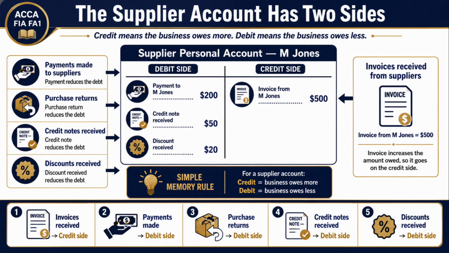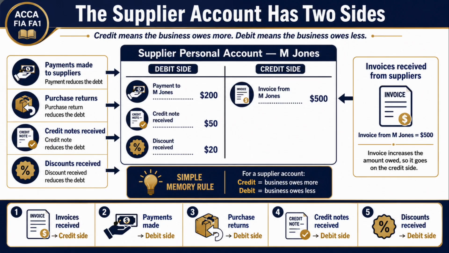on the debit side. So remember, invoices received go on the credit side, payments made go on the debit side, purchase returns go on the debit side, credit notes received go on the debit side, discounts received go on the debit side. Simple memory rule.